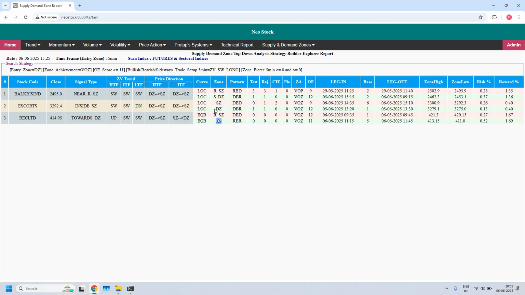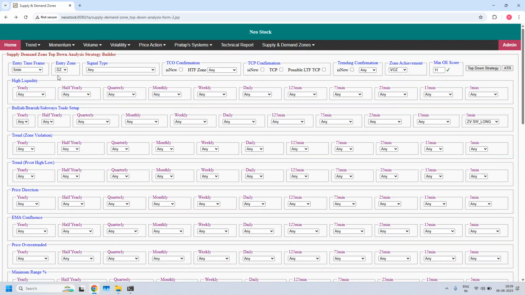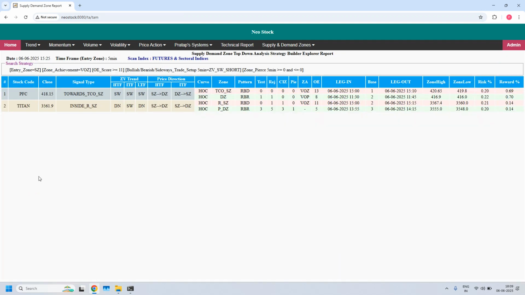Entry time frame zones are 5 minutes demand zones. Okay, next sideways short trade setup. The changes are 5 minutes supply zone. Here it should be at 5 minutes sideways short trade setup. Now let's filter. We got 2 stocks. Entry time frame zones are 5 minutes supply zones.